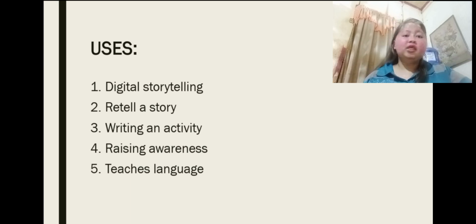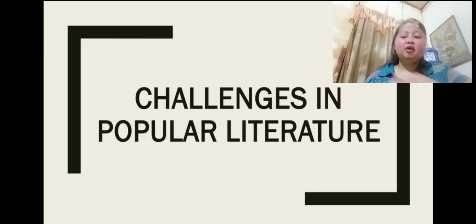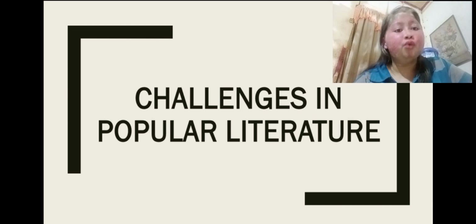Now, let us then proceed with the challenges facing popular literature. When we talk about popular literature, it refers to the books that are actually well known among people. Let's just say, for example, J.K. Rowling's Harry Potter is a very well known story all over the place. Being popular means it is well known all over the world.